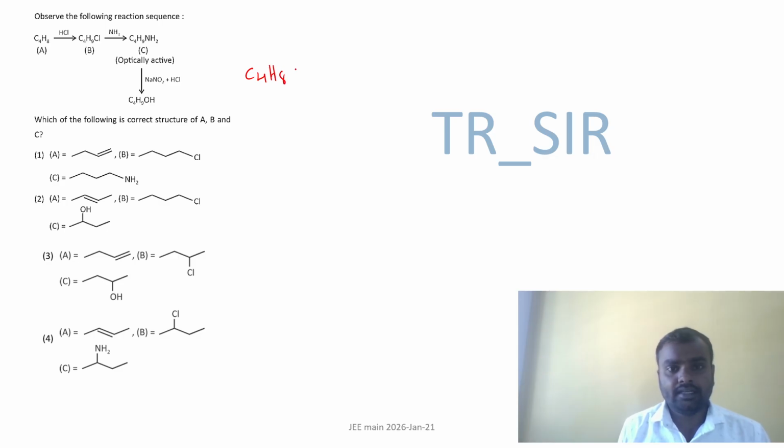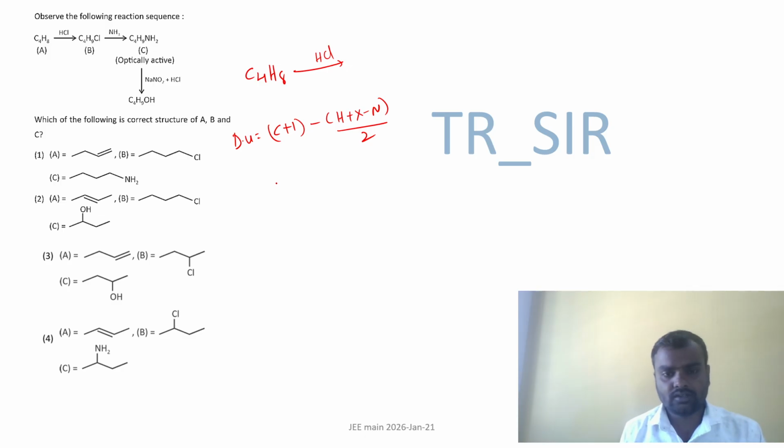C4H8 is given. It is treated with HCl. So what is forming? First, find out the degree of unsaturation. What is the formula? Carbon atoms plus 1 minus (hydrogen plus halogen minus nitrogen) by 2. Halogens are not there. So 4 plus 1 is 5, minus 8 by 2. It is how much? 4. That means 1 DU is there.